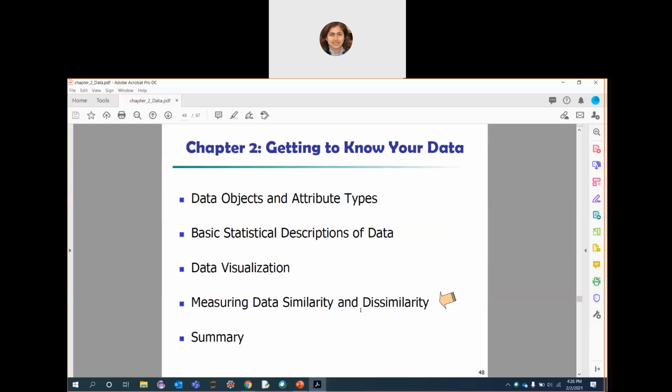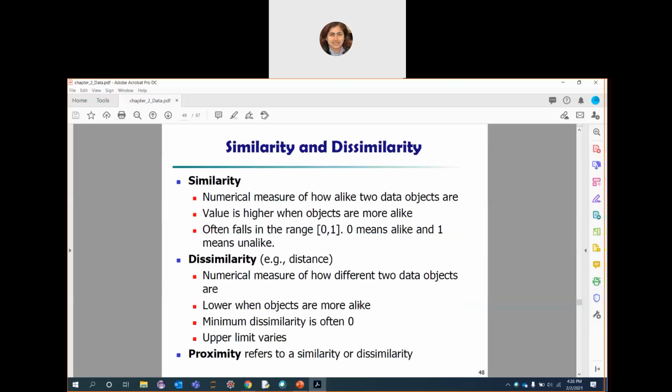Then measuring data similarity and dissimilarity. This is the most important concept. In some of the tests or assignments that I will be giving you, this is the most probable question you may have: similarity, dissimilarity.